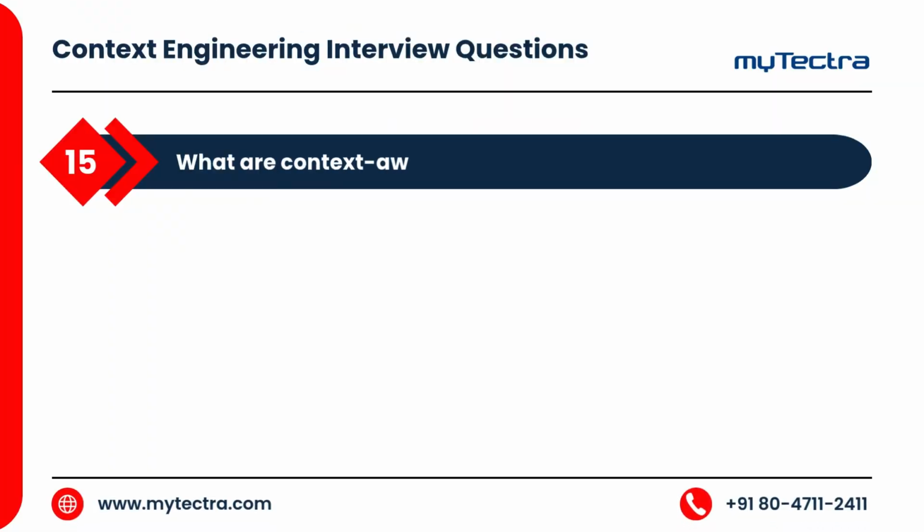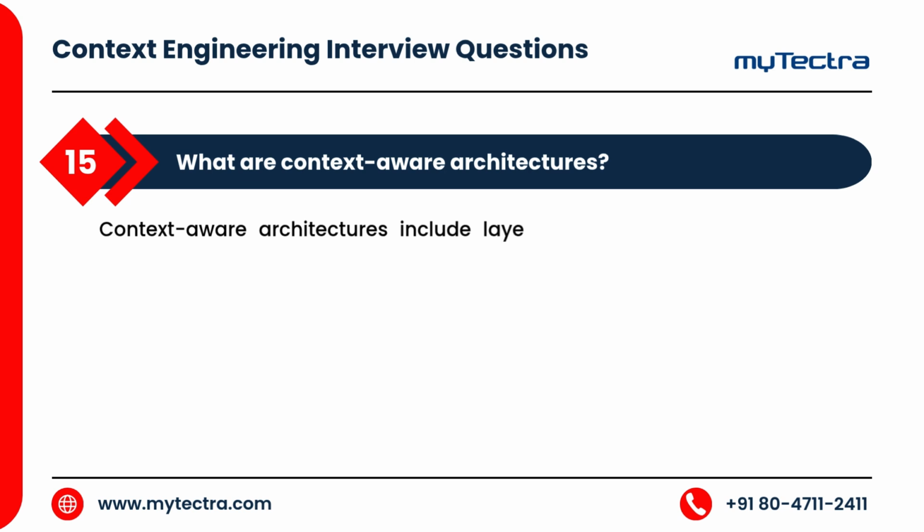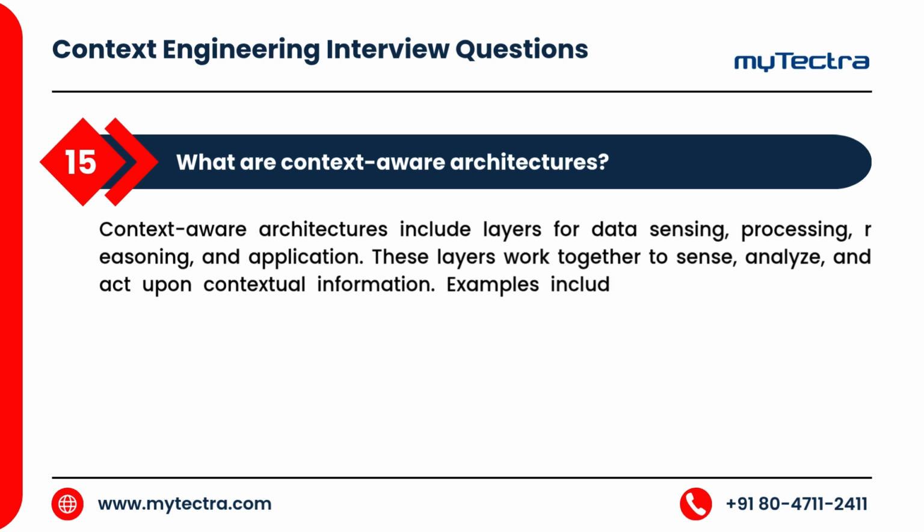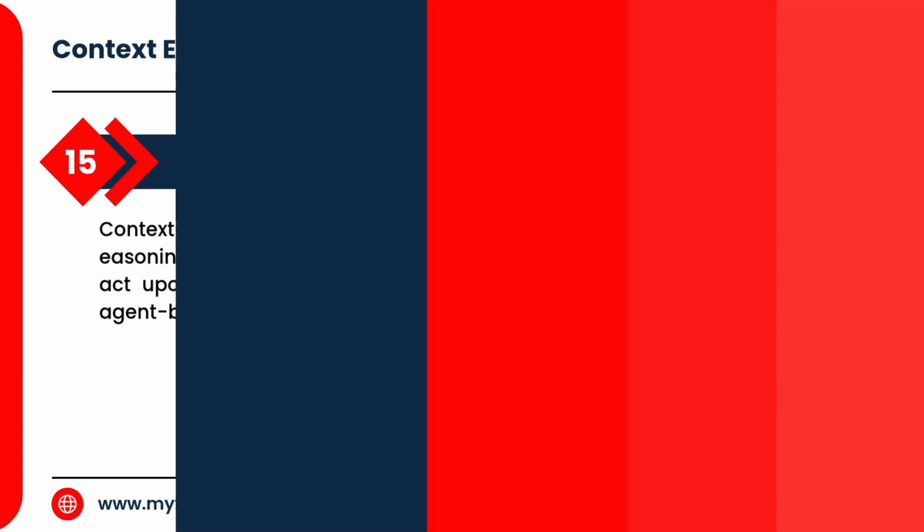What are context-aware architectures? Context-aware architectures include layers for data sensing, processing, reasoning, and application. These layers work together to sense, analyze, and act upon contextual information. Examples include middleware-based architectures and agent-based architectures.